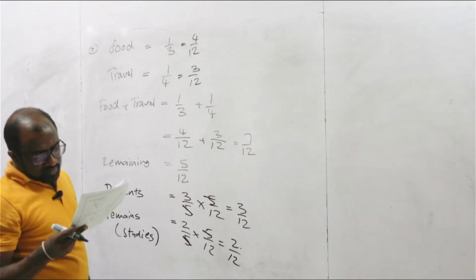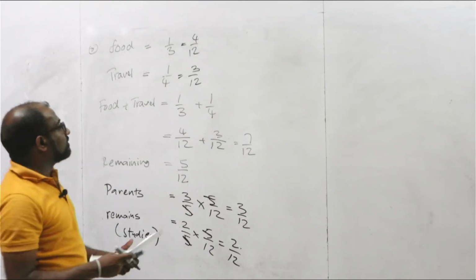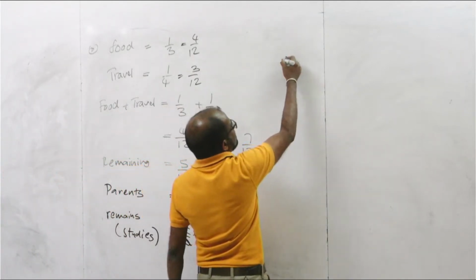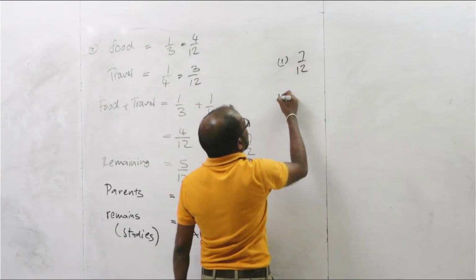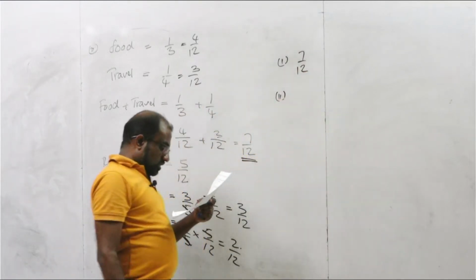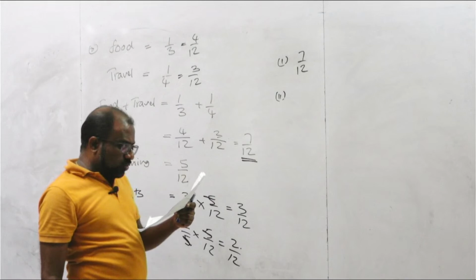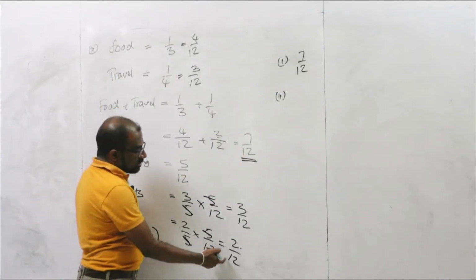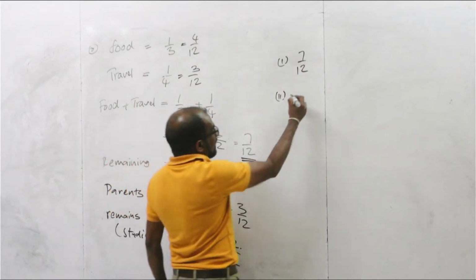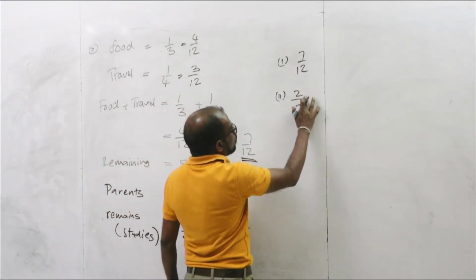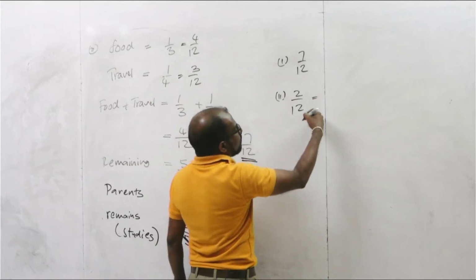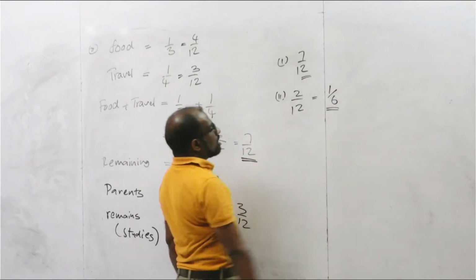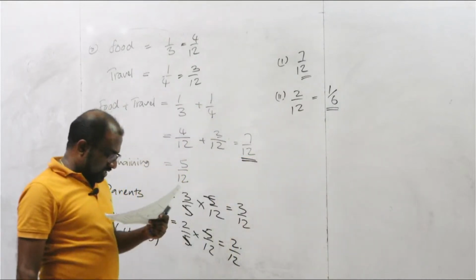Now ask the question. What portion of his salary he spends on food and traveling? Food and traveling, 7/12. So you can write down separately. Second one. What is the fraction of the amount he spent on studies? 2/12. When you write the answer, you can simplify. 2/12 equals, when you divide by 2, 1/6. Right? Okay. Next one.